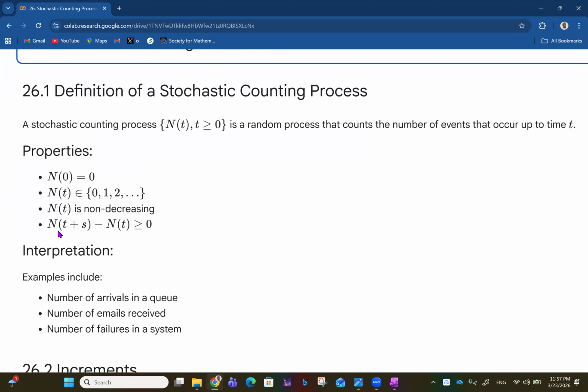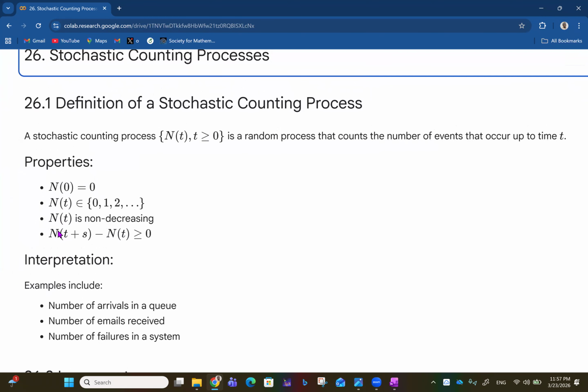So, we have all kinds of counting processes like that. And since you are looking at stochastic processes in general, it's important to look at stochastic counting processes. So, definition of a stochastic counting process: a stochastic counting process, which is the collection of all N(t) for t greater than or equal to 0, is a random process that counts the number of events that occur up to time t. And it has the following properties.